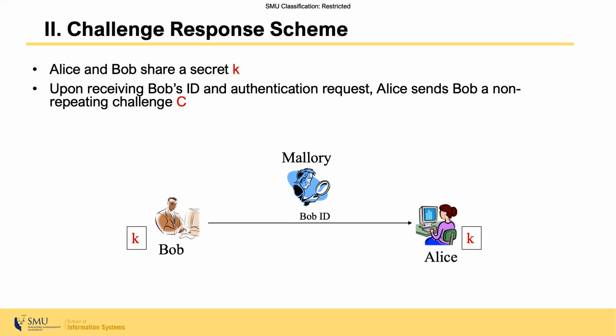Upon receiving Bob's ID and authentication request, Alice needs to compute a non-repeating challenge C. And this challenge is ideally non-repeating because the one-time password will be derived from this challenge value. After Alice has generated this value, she will send it to Bob the client. So Bob will have to compute a one-time password value from this challenge.